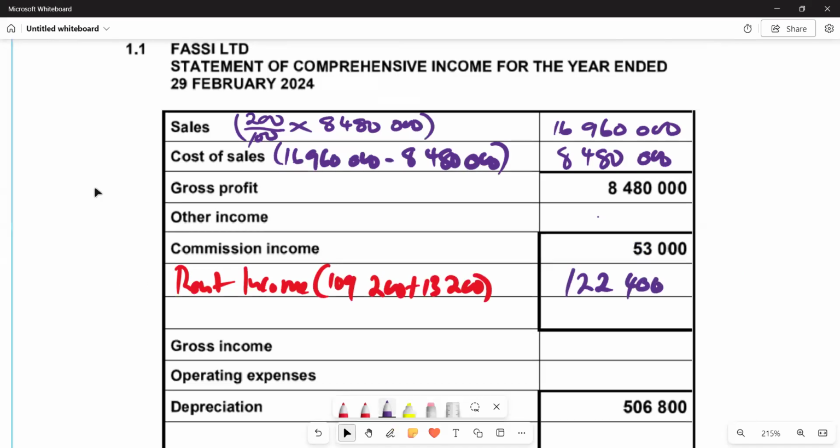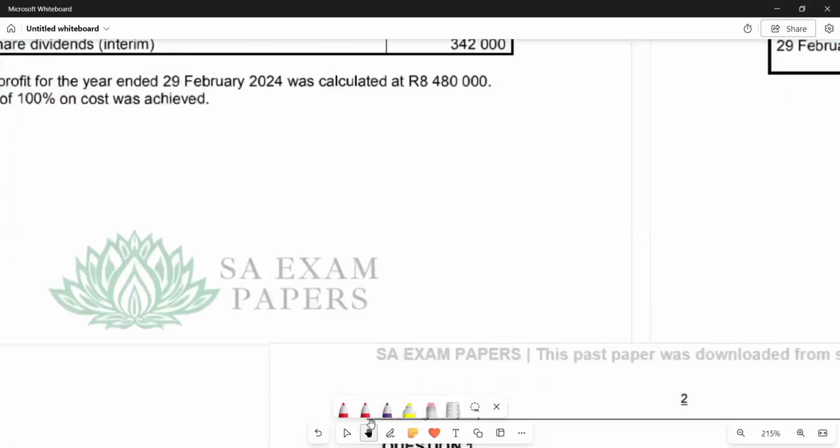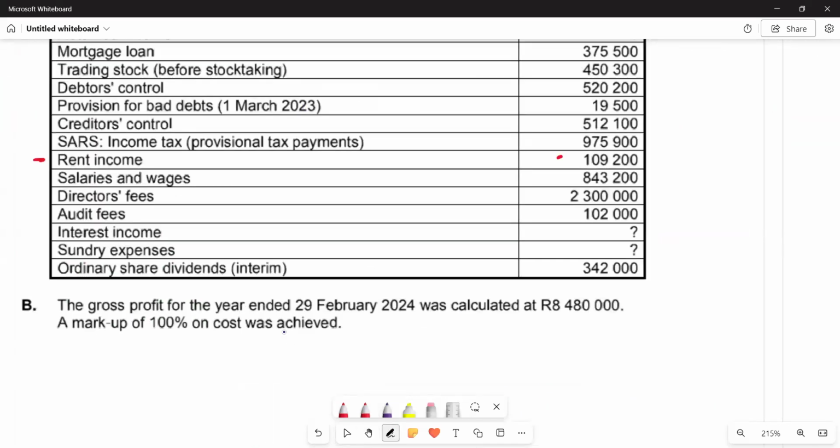So we go back to the list of balances and try to find out about other income that we are given in the question. So after rent income, we'll go down looking for other income that we have. We've got interest income, but we know that we adjust interest income after operating profit by entering it into the operating profit. So we leave it. Some are expenses. Then lastly, we have owner share dividends, which are not part of our income.